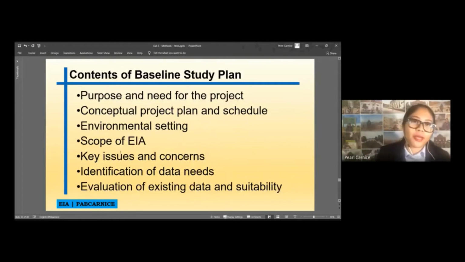The contents of your baseline study plan should have the purpose and the need of the project. That's very important because, again, what's the use of having your project if you will not be able to identify what the purpose is and why we need to do the project that you are proposing. Of course, the conceptual project plan and schedule, the environmental setting, the scope of the EIA, and of course the key issues and concerns that were pre-identified already, identification of data needs, and the evaluation of existing data and sustainability.